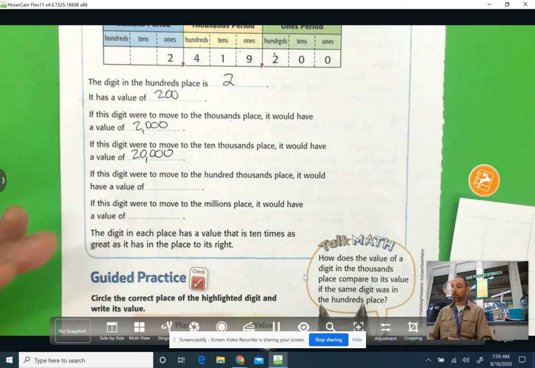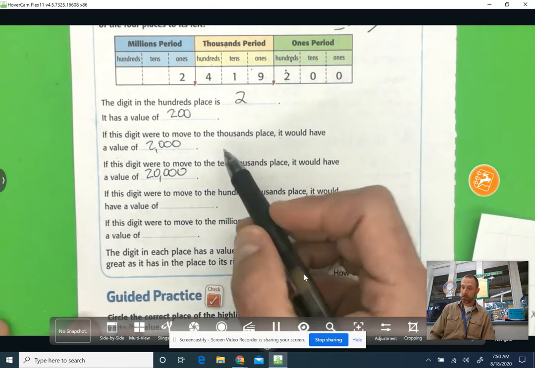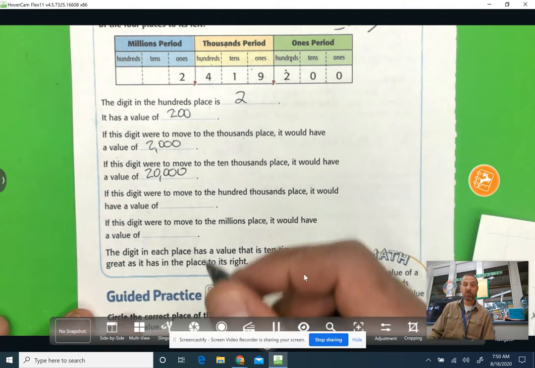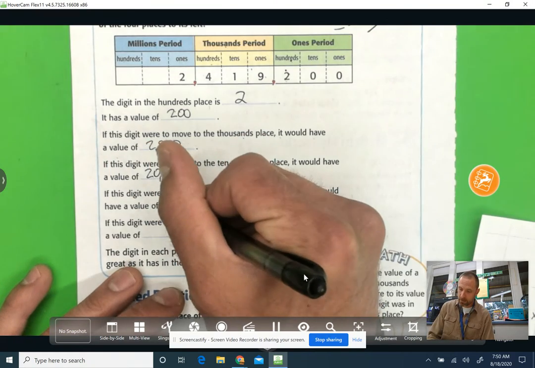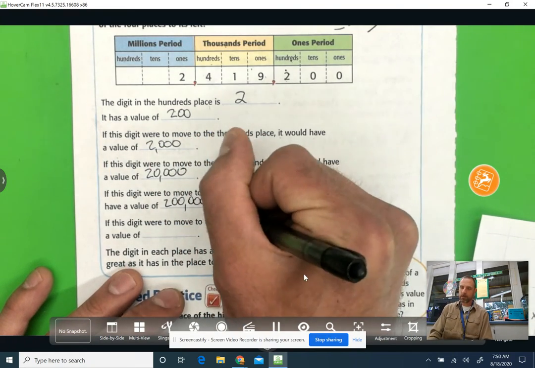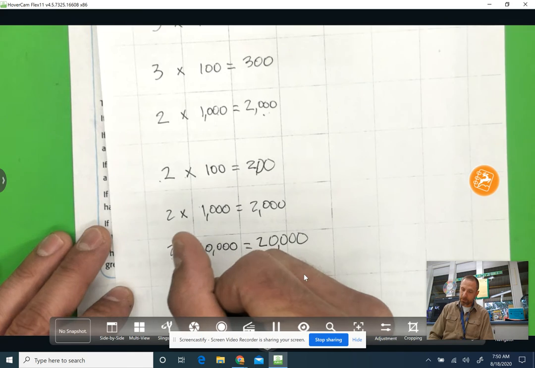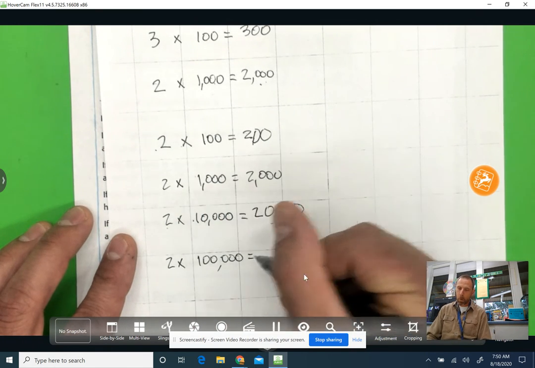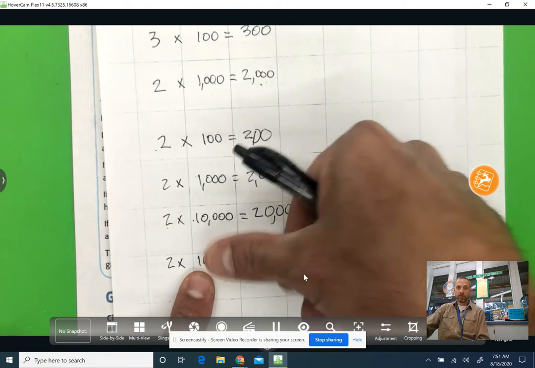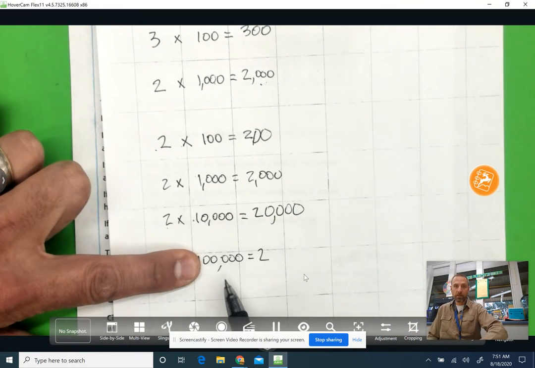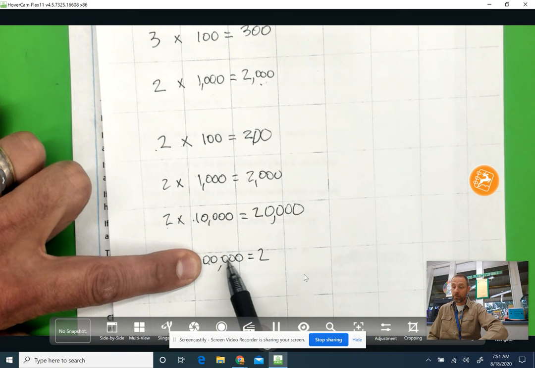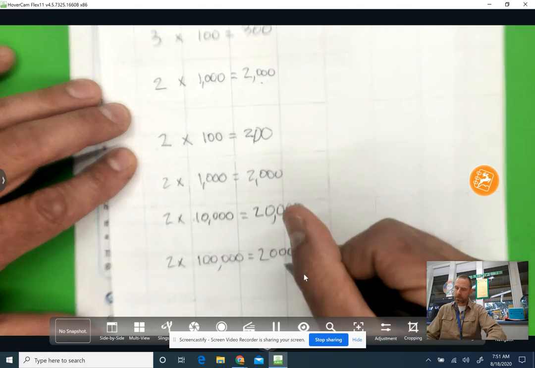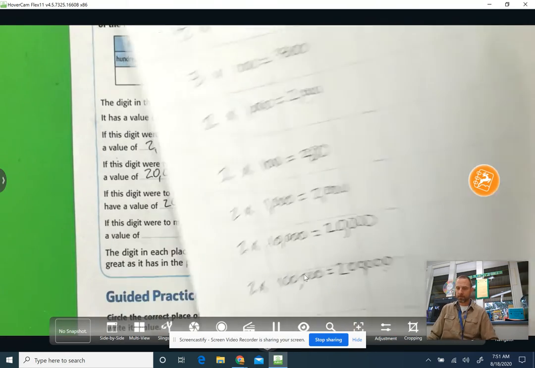If the digit were to move to the 100,000s place, it would have a value of, well, if we move that 2 to the 100,000s place, it's 2 times 100,000, or 200,000. You'd multiply 2 times 1, get your 2. And how many zeros are in 100,000? 1, 2, 3, 4, 5. Ones, tens, hundreds, comma, and there's your 200,000.